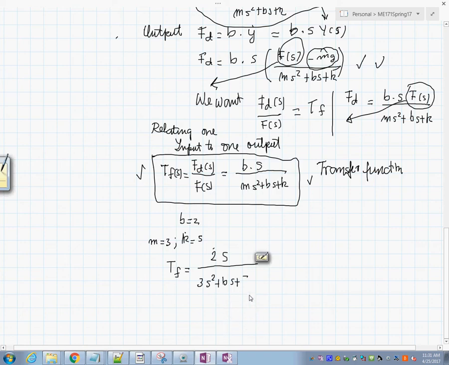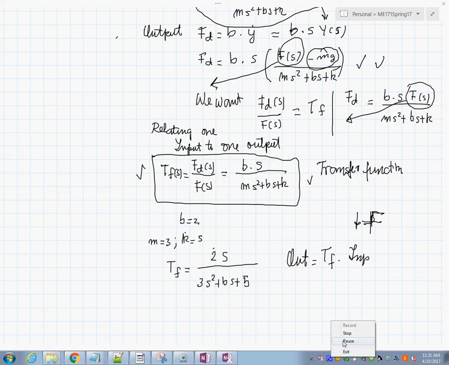Remember, another thing that I said is that the output is equal to the transfer function times the input. So if you give it a step input, we should be able to know what the output is. So why don't we do that? How do we enter this into MATLAB? This is the next step.